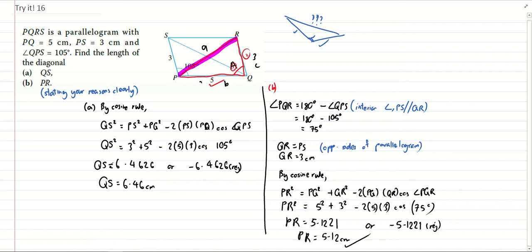Alright, in the next video we will take a look at the next case where we can use the cosine rule. Right now, so far, we have been using the cosine rule to find length. In the next video, we will take a look at how we can use the cosine rule to find an angle. Stay tuned.